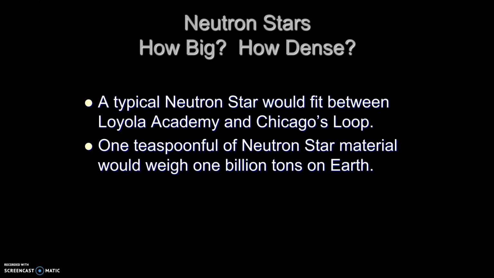How big really are these neutron stars? How dense? A neutron star would typically fit between Loyola Academy and Chicago's Loop, so that's a really large location, 20 kilometers if we can look at that. And how dense would it be? A teaspoon of neutron star material would weigh 1 billion tons on Earth. So it's a very, very dense star that we can see here.